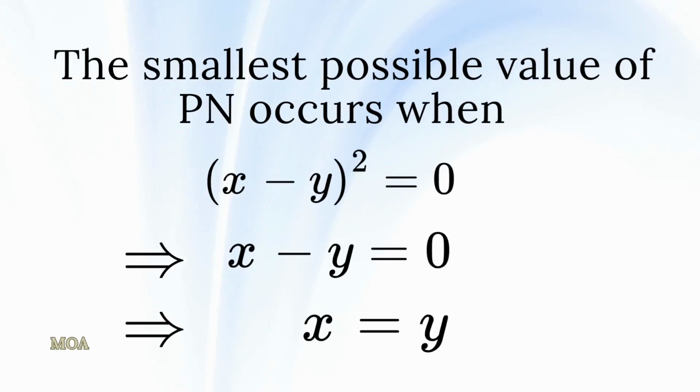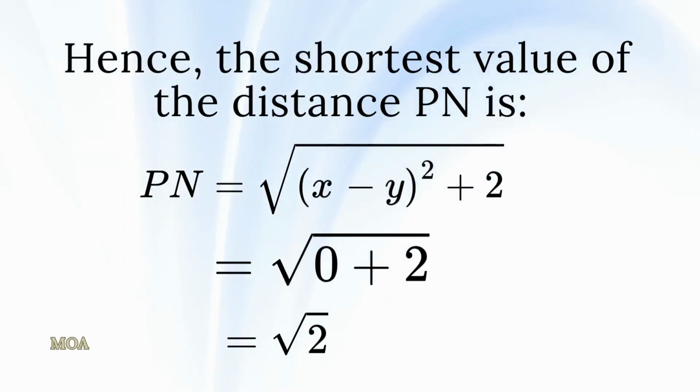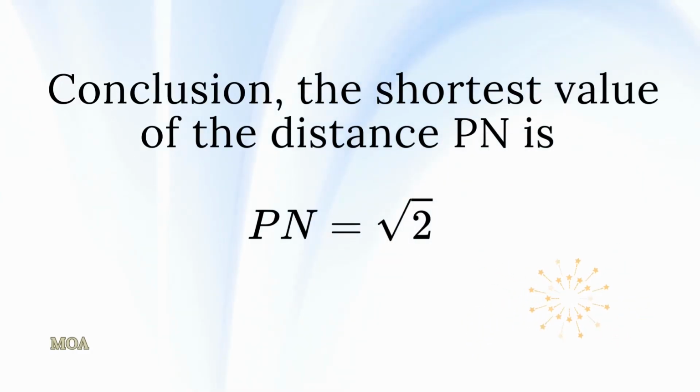Hence, the smallest possible value of PN occurs when the quantity x minus y squared is 0, meaning when x equals y. Under this condition, the shortest value of the distance PN is the square root of 2. Conclusion. The shortest value of the distance PN is the square root of 2.